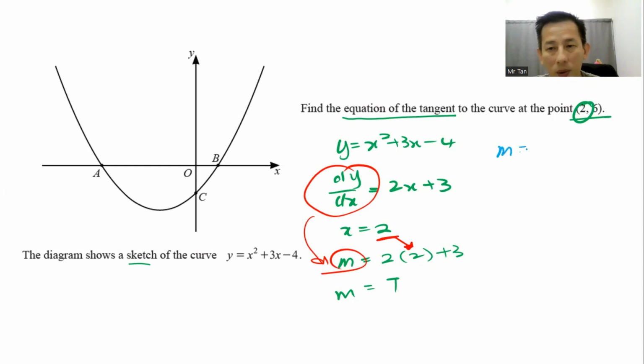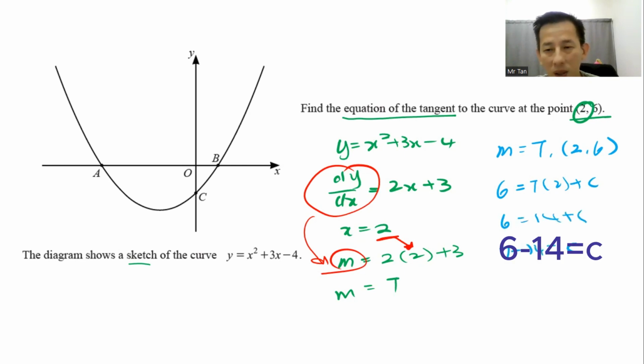Now you can find the equation. So your m equal to 7 and the point 2, 6, you will get 6 equal to 7 times 2 plus c. Therefore, it's 6 equal to 14 plus c. Your c equal to 6 minus 14. That will give you negative 8. So your equation will be y equal to 7x minus 8.